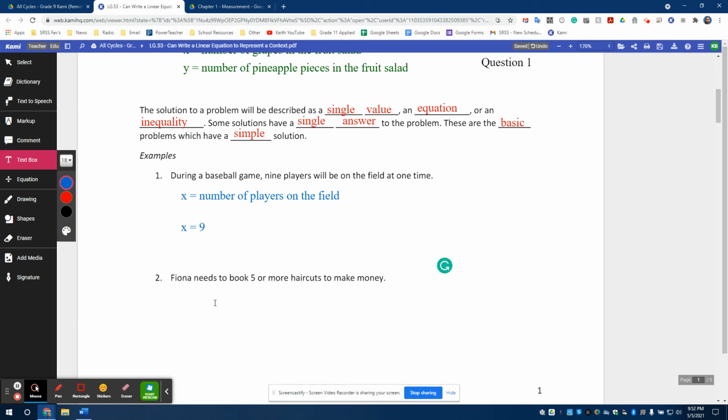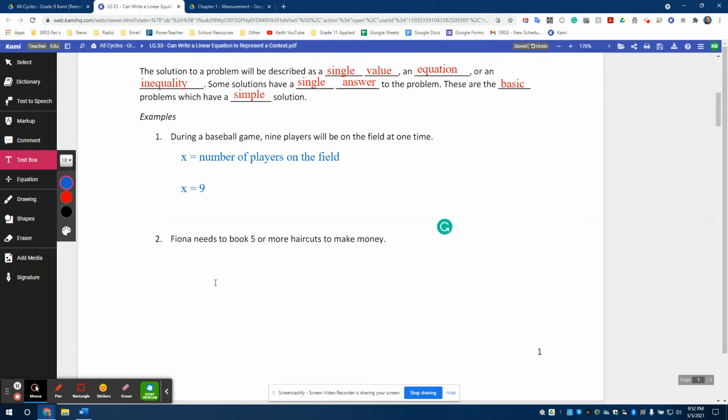Okay, here's another one. Fiona needs to book 5 or more haircuts to make money. Think of it in a salon. If you want to make some money that day, you've got to do a certain amount. Fiona needs to book 5 or more haircuts if she wants to make any money. Now, there's a key word here that I want to point out. It's the "or more."